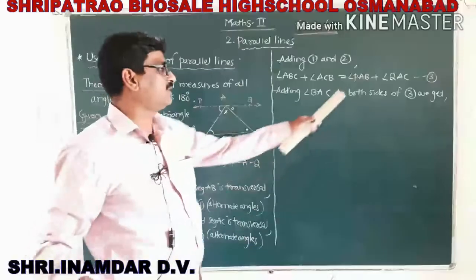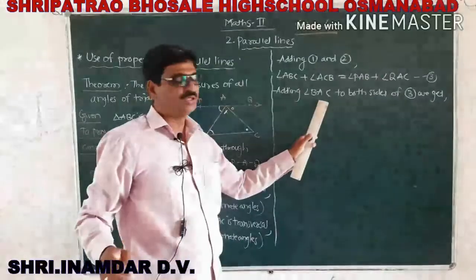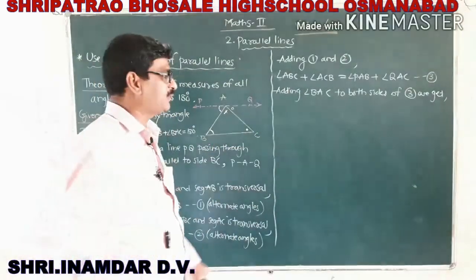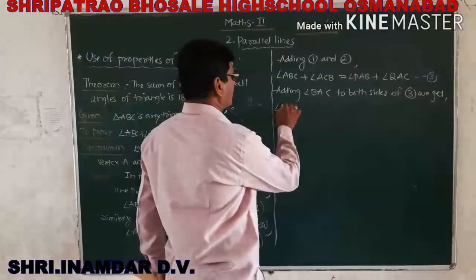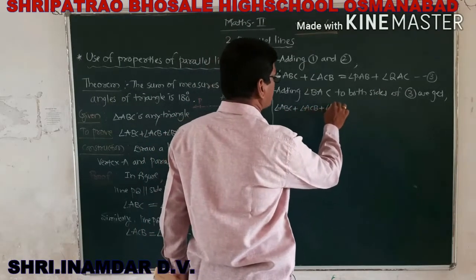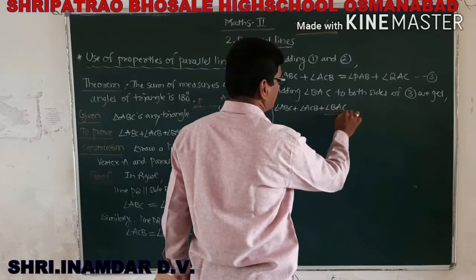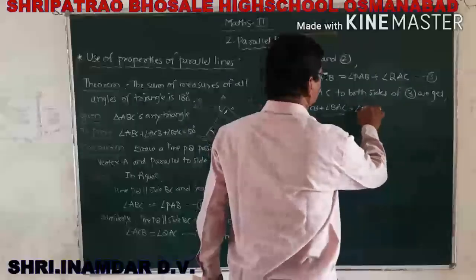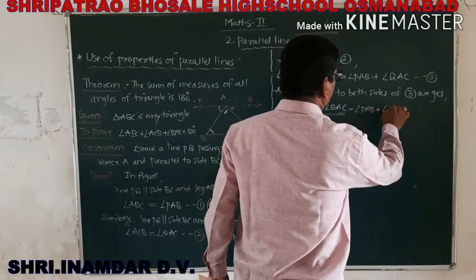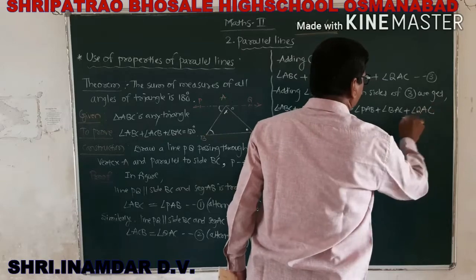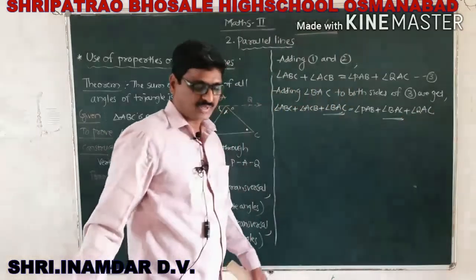3 नंबरची जी इक्वॅलिटी आहे त्याच्या दोन्ही बाजूला हा जो कोन BAC आहे तो आपण मिळवायचा आहे. तर अँगल ABC प्लस अँगल ACB प्लस अँगल BAC. So this is the extra angle we have to add. So here also we have to add angle PAB plus angle BAC plus angle QAC. So this BAC we have to add here.